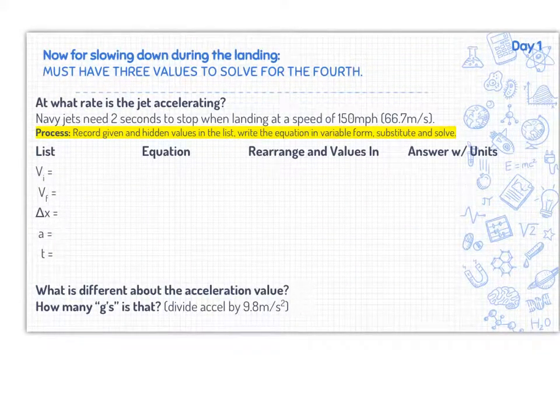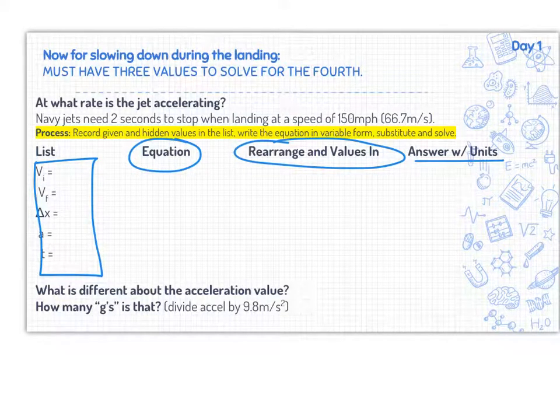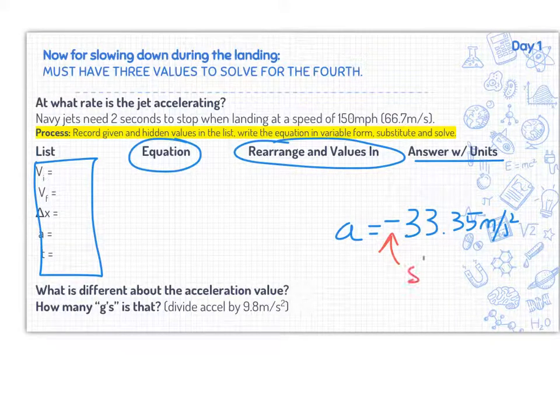Okay, for this answer, I'm only going to show you the solution. However, I would like you to make sure you list your variables in this section, write down the full equation, rearrange the values, and then put your answer with units. Doing all those steps, you should, in this case, get an acceleration that is a negative 33.35 meters per second squared. Now this negative sign becomes important in problems like this, and what it indicates in this example is that we're slowing down.